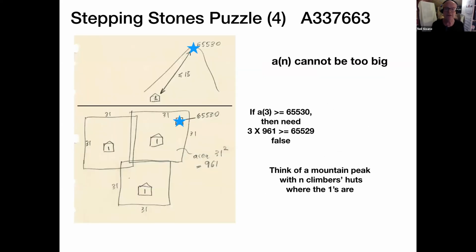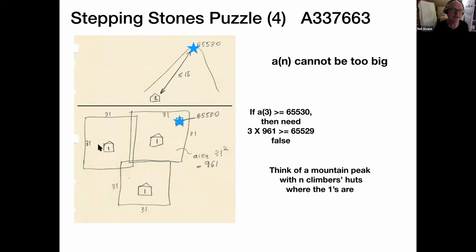Okay, let's look at this. And let me convince you that really you can't get too big a number here. Suppose we had a high point. I was going to put Everest here, but it's a little bit easier to double the height roughly. So we put here 65530, just under 2 to the 16. By this halving argument, there has to be a 1 within distance 15 of it. So think of this as a mountain peak and the 1s as climbers' huts.